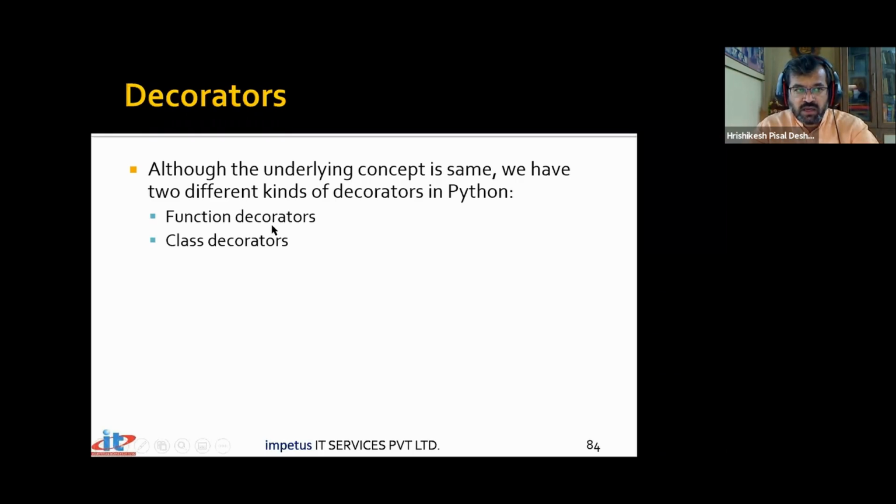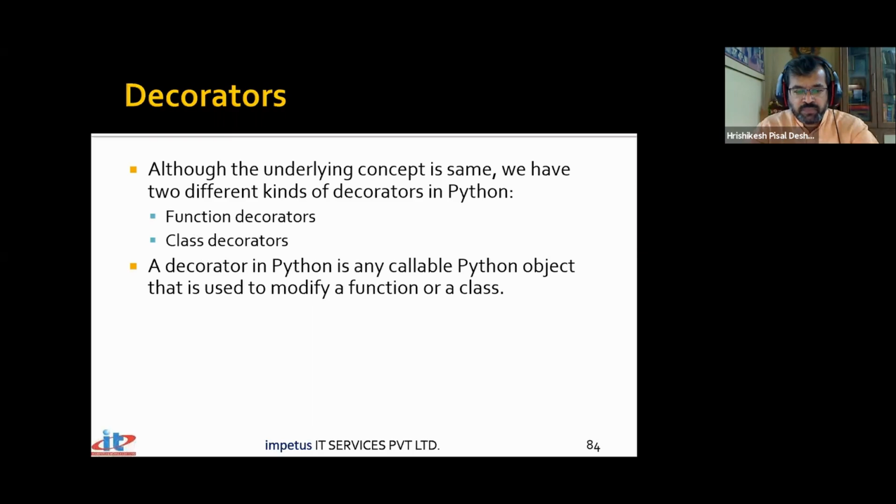So keep in mind, our discussion of decorators does not get over today. It is going to continue. We'll be covering just one part of it, function decorators, and class decorators will come later. A decorator in Python is any callable Python object that can be used to modify a function or a class. Today we are not talking about classes, only functions. It is anything callable that can modify the behavior of a function.